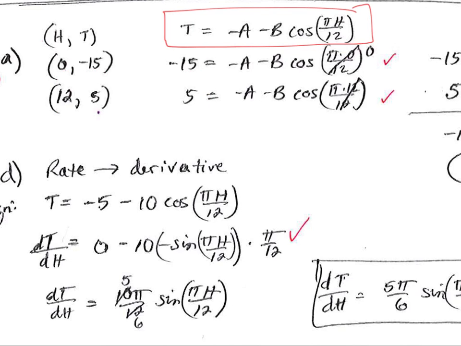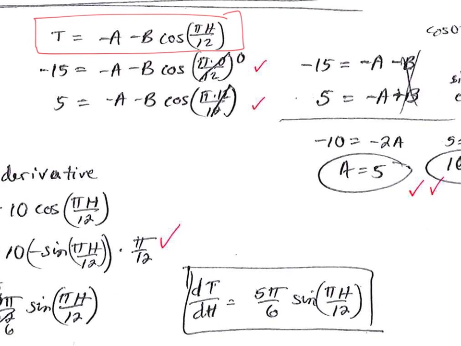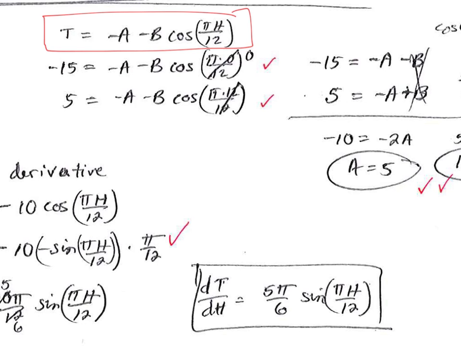Simplifying those equations, I end up with cosine of 0 is just 1. So this entire part right here becomes 1, and I have negative b times 1. And then the next one, cosine of pi, is negative 1. So negative b times negative 1 here is a positive b. And that's what I've got right here.